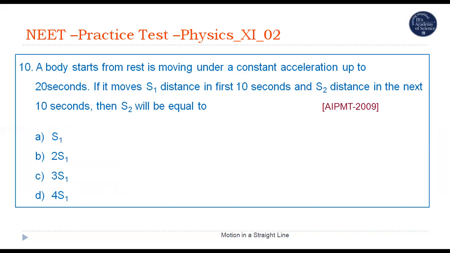Question number 10. A body starts from rest and is moving under a constant acceleration up to 20 seconds. If it moves S1 distance in the first 10 seconds and S2 distance in the next 10 seconds, then S2 will be equal to: option A, S1; B, 2S1; C, 3S1; D, 4S1.